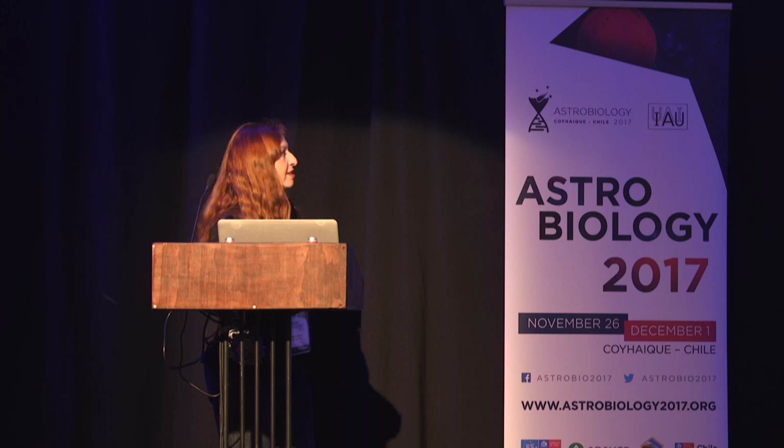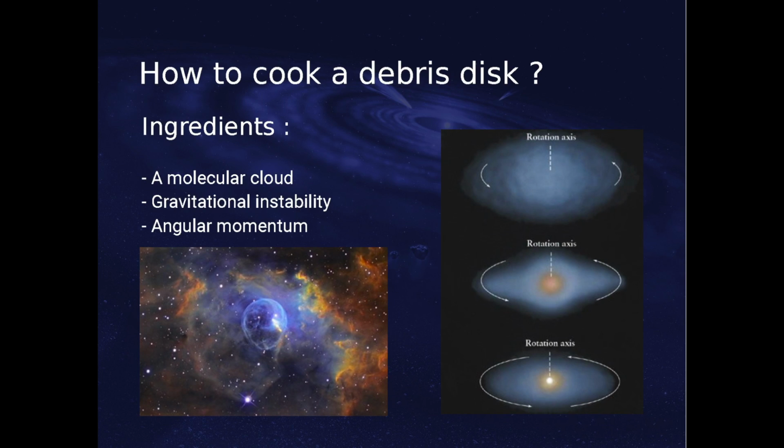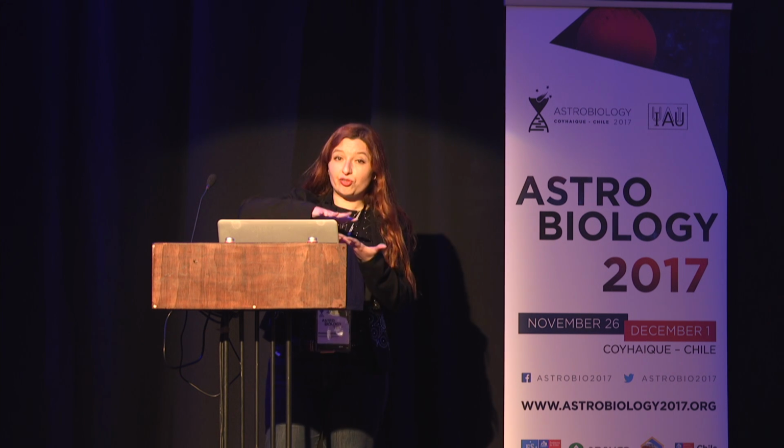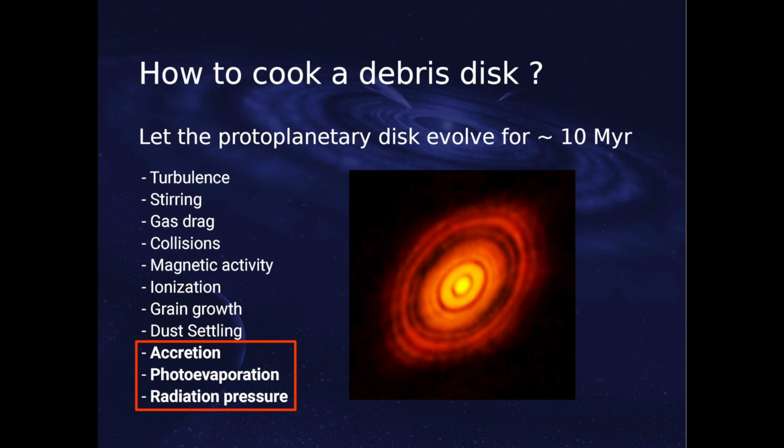Let's talk about debris disks. We start with a molecular cloud of gas and dust, and because of gravitational instability, this cloud collapses and forms a globule, and because of the angular momentum, this globule is going to start to rotate. Then, with the years, the spinning will increase, making this globule flatten and cool down and transform into a protoplanetary disk. Well, you've seen this before, a protoplanetary disk, a beautiful one.